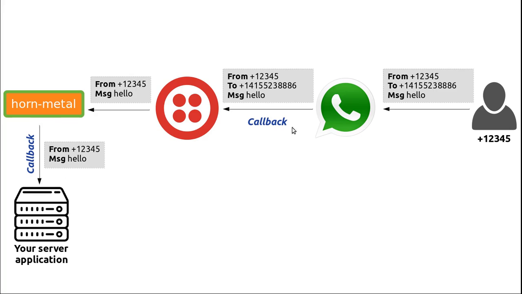So in this way, by using three parties in the middle, you are able to get the message from the user. This is how Twilio is managing the flow of a WhatsApp bot.